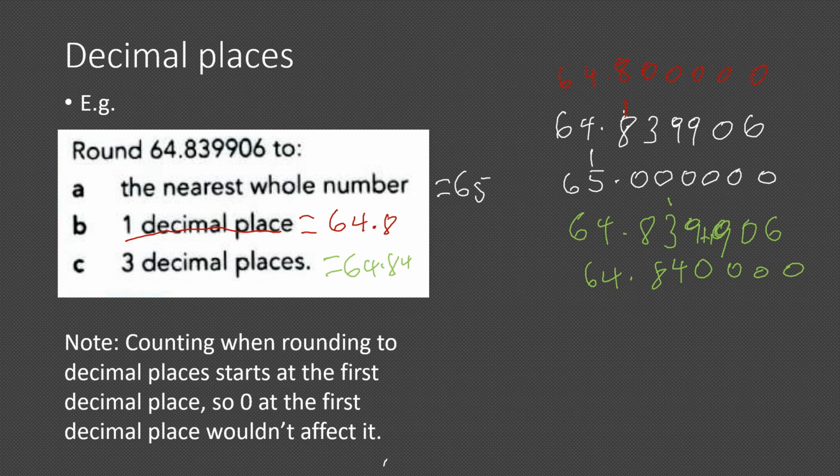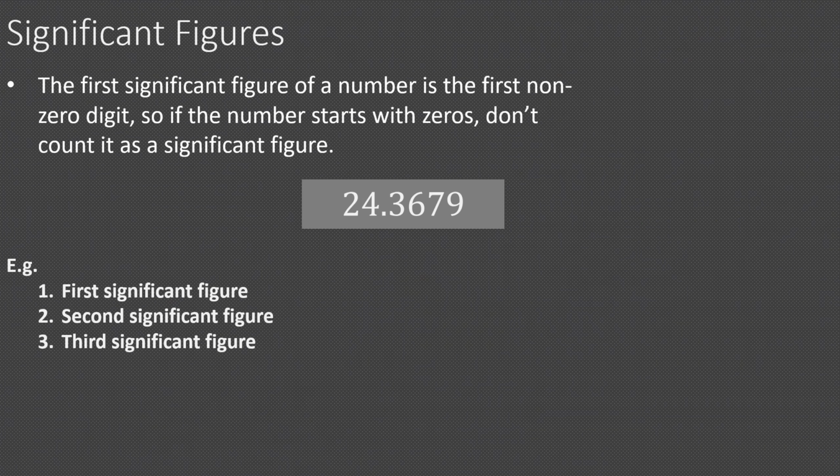You can add the 0 because remember it says to 3 decimal places, but most of the time it doesn't matter. So the next point we're going to be looking at is significant figures. So significant figures is very different from decimal places, where significant figures can be any number. 2, 4, 3, 6, 7, 9 are all significant figures to this number. So again, a significant figure starts from the first non-zero digit.